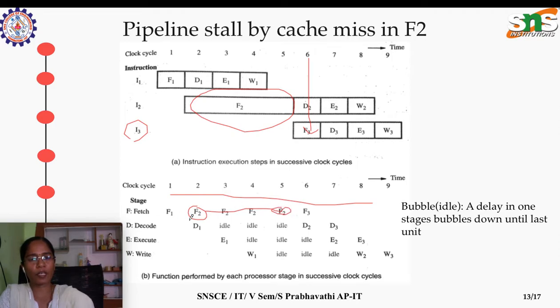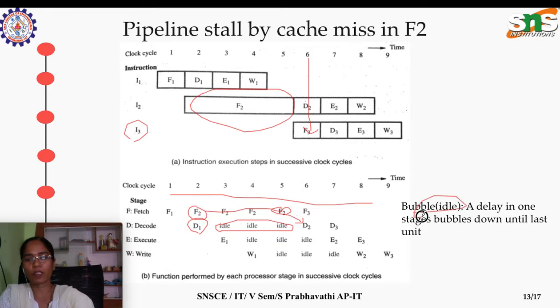So what's happening at time 2? Decoding is happening for instruction 1, but after that decoding is not happening for instructions 2, 3, 4, is it not? Decoding will happen only after the fetch is completed. Fetch for instruction 2 is completed only at clock cycle 5, so decoding starts for instruction 2 at clock cycle 6. Likewise all the stages go idle for 3 clock periods, and that is said to be the bubble.